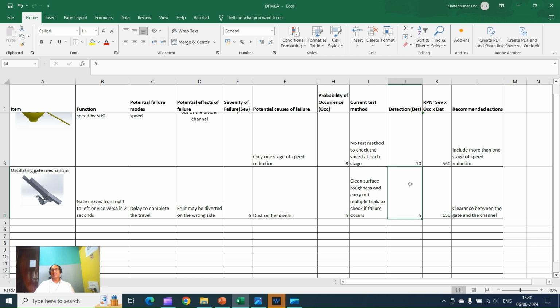Okay, so the rating of the detection goes down, and also the RPN number goes down here. Okay, and the recommended action is to provide the clearance between the gate and the channel.